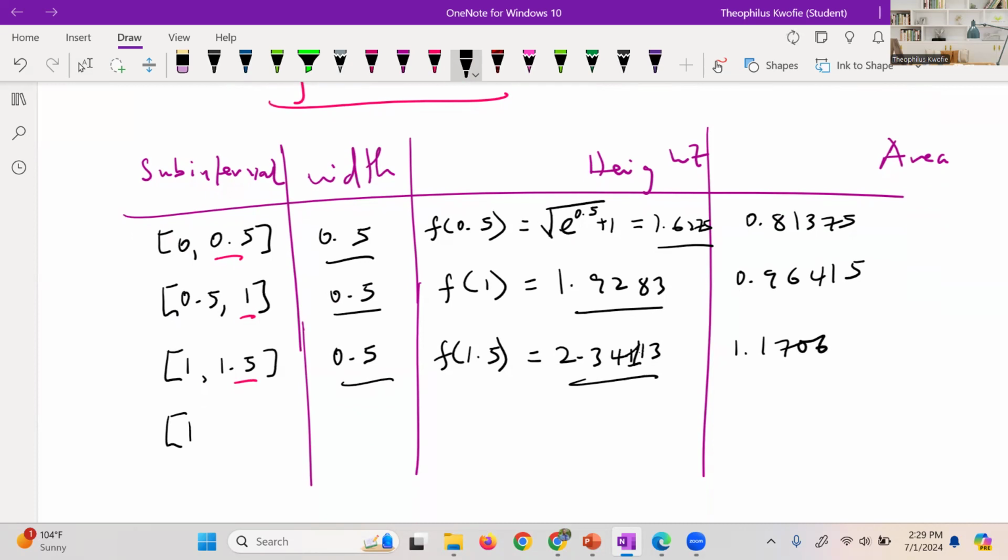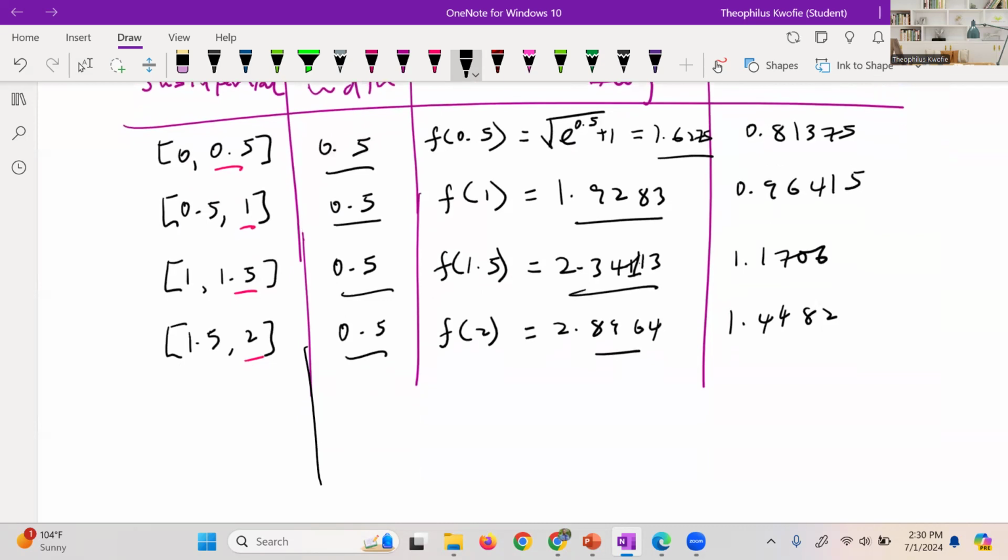Then in the next interval, we're going to have 1.5 to 2, and the width still remains the same. And as usual, we plug the right endpoint into the integrand, and that should give us what? That should give us 2.8964. Then we dot the width and the height, and that should give us 1.4482. I think when you use the calculator, you should be able to find the same thing.